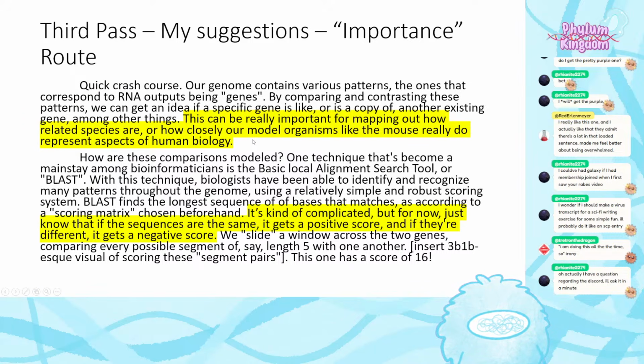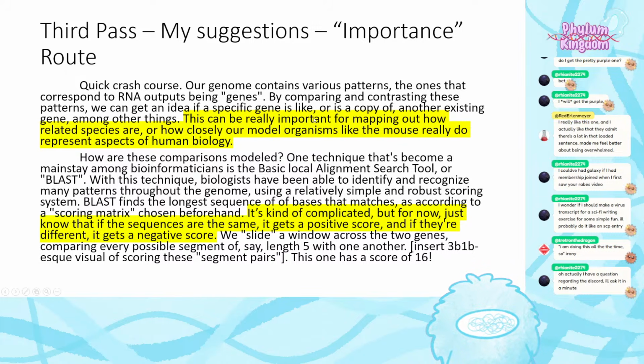Okay. So I didn't take a lot out here, right? I think you have a good understanding of concision and clarity. Instead, my suggestions are for the sci-comm, right? So I'm adding a sentence here and rearranging something. So this is mostly unchanged, but I'm adding something. By comparing and contrasting these patterns, this is your sentence, we can get an idea if a specific gene is like or is a copy of another existing gene, amongst other things.